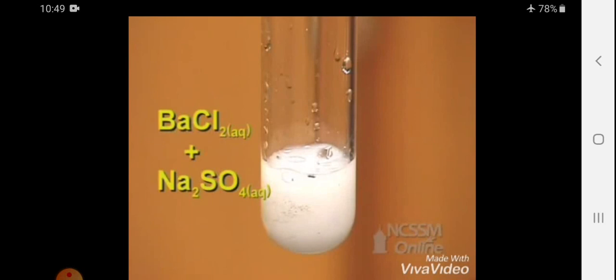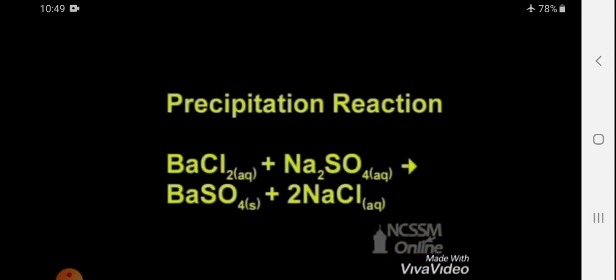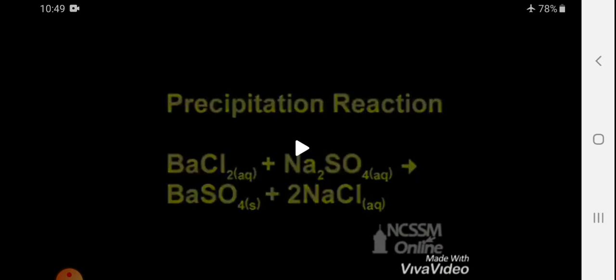In this we are going to take two aqueous solutions, sodium sulfate and barium chloride. When you add barium chloride to sodium sulfate, it forms a white precipitate, nothing but barium sulfate. The equation is as follows: barium chloride plus sodium sulfate gives barium sulfate as a precipitate, and sodium chloride is aqueous. Yes, barium sulfate is solid because it is a precipitate. I think you understand this precipitation reaction.